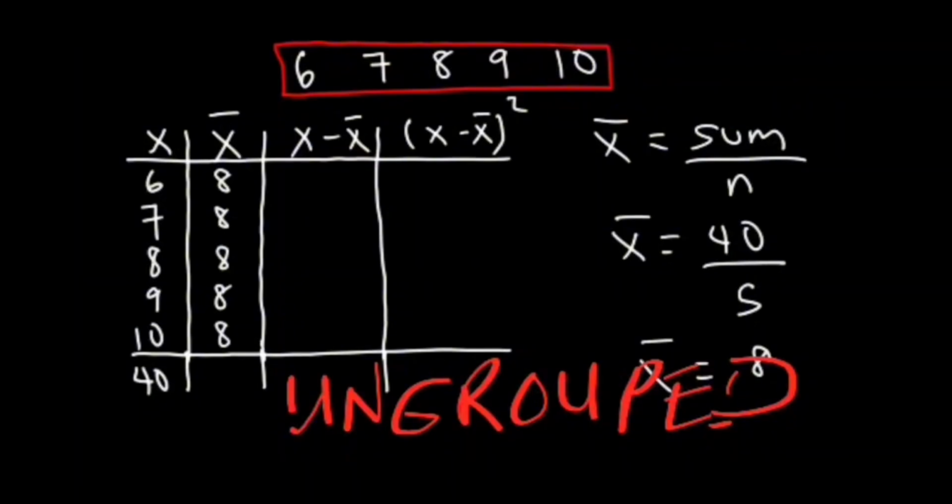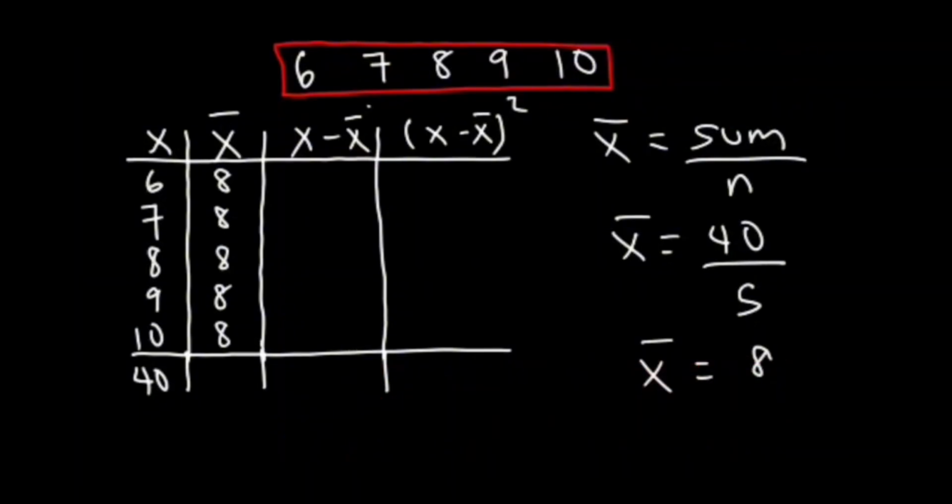Now let's calculate the deviations. So this is going to be x minus x bar. So here it's going to be 6 minus 8, which is negative 2, and then 7 minus 8, which is negative 1, 8 minus 8 is 0, 9 minus 8 is positive 1, 10 minus 8, positive 2. Now, if we add up the deviations, negative 2, negative 1, 1, and 2, it's going to add up to 0.